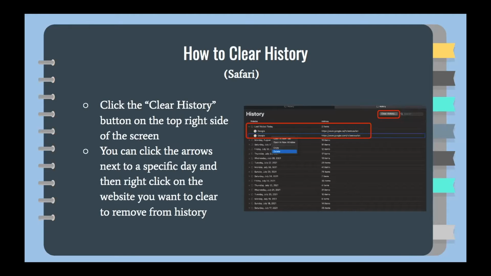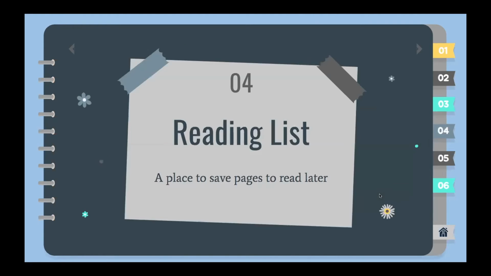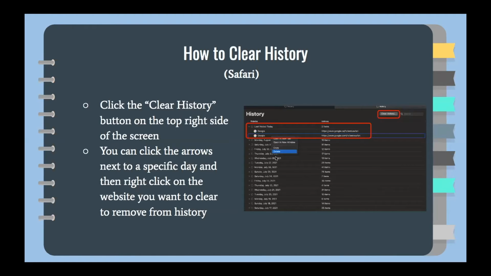You click the arrows next to the specific day, and then right-click on the website you want to clear or remove from history. Also, if you haven't selected a certain day, there's an option to just clear everything if you'd like, and it'll give you a certain amount. 2 items would mean you visited 2 websites on that certain day or time.